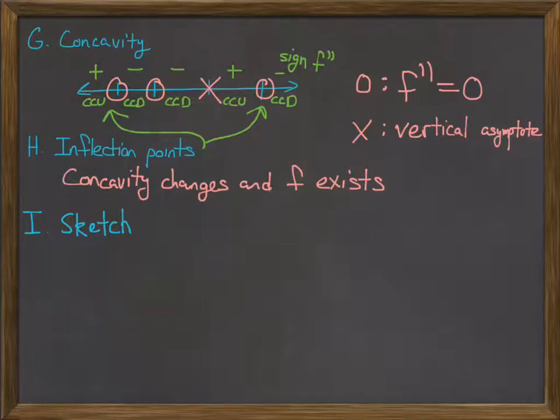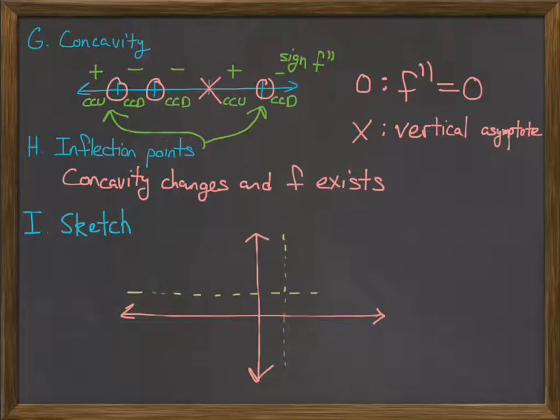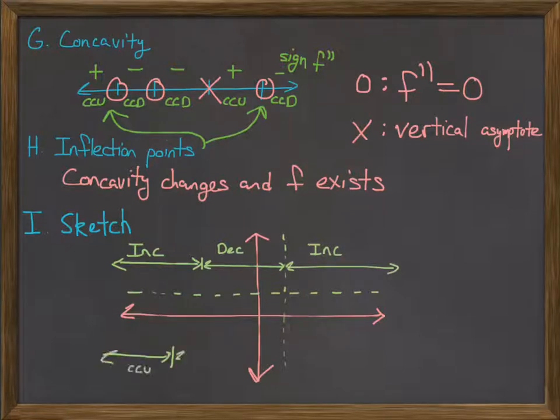And then sketching. There may not be any strict sketch-this-thing question on the final, but it's good to know. Put all the information you know on the graph. So, for example, let's say we know that there's a vertical asymptote and a horizontal asymptote. We make some notes about the ranges where this is increasing and decreasing, and some notes about where it's concave up and concave down.